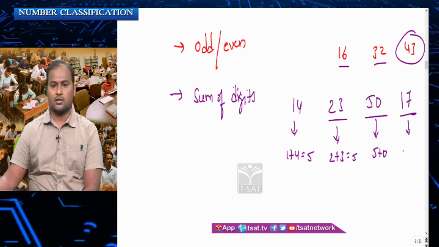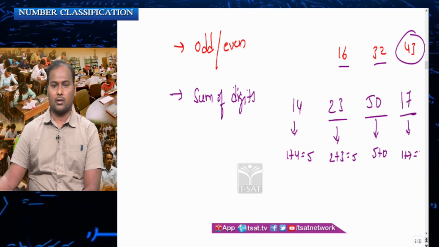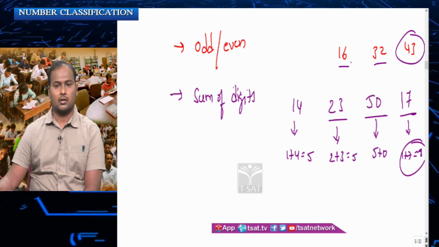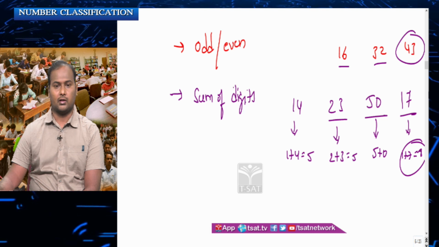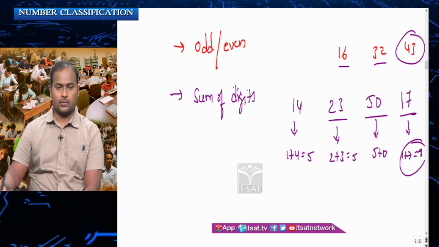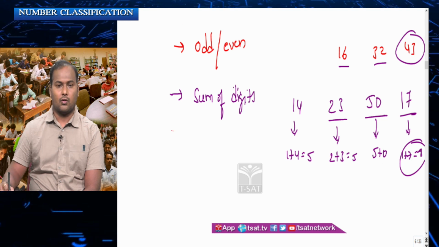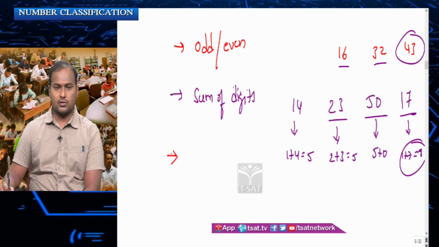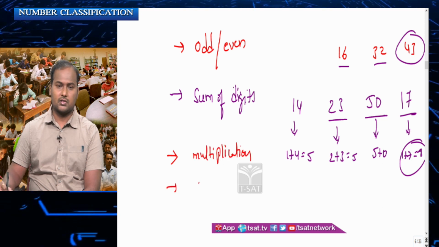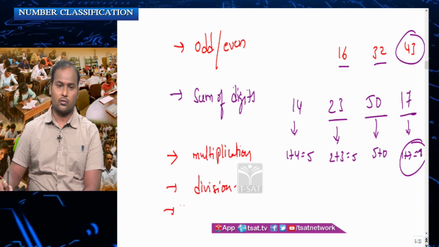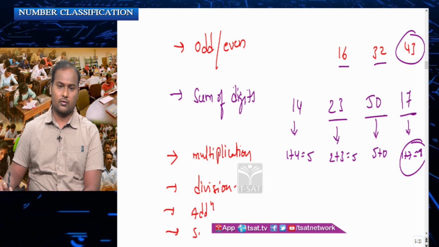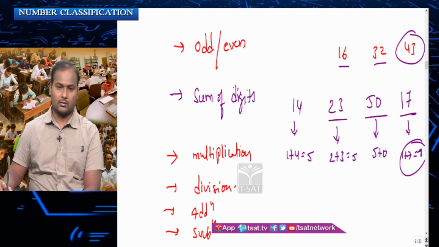The moment you see this, 1 plus 7 becomes 8. So this is different compared to the others. So your answer will be 17. So you can expect questions based on sum of digits as well. Apart from this, what are the different areas he may ask questions from? It may be multiplication. You can see questions from divisions, additions, and subtractions as well.